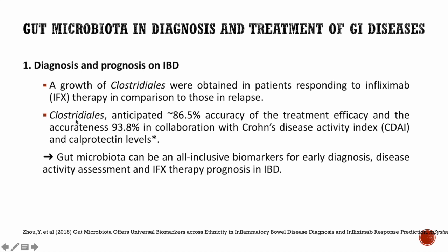According to a recently published study, some bacteria, typically Clostridium, predict treatment efficacy with about 86.5% accuracy, and the accuracy increased to 93.8% in combination with Crohn's disease activity index and calprotectin level. As a consequence, it is proposed that gut flora can provide a list of all-inclusive biomarkers for early diagnosis, as well as disease activity assessment and infliximab therapy prognosis in IBD.